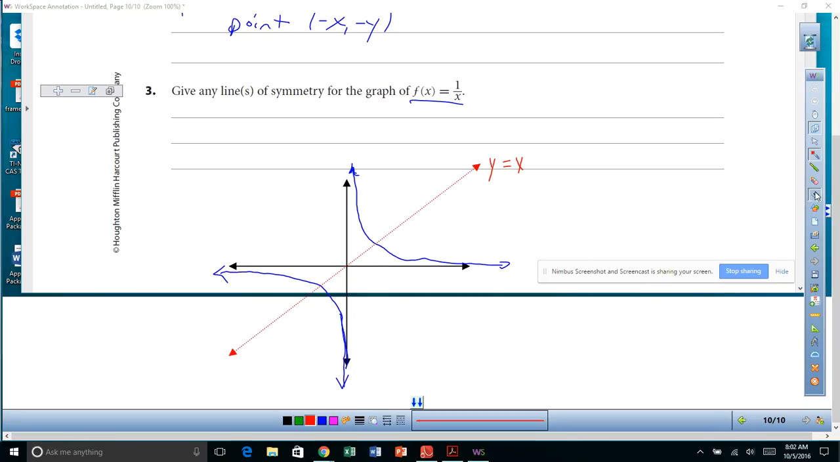And also let's take a look over here. It's also symmetric about the y equals negative x line. So it's symmetric about the y equals x line. It's symmetric about the y equals negative x line. And it's also symmetric about the origin, which is not a line, but either way, it is still symmetric about it, because you got this point here, and then you got that point there.